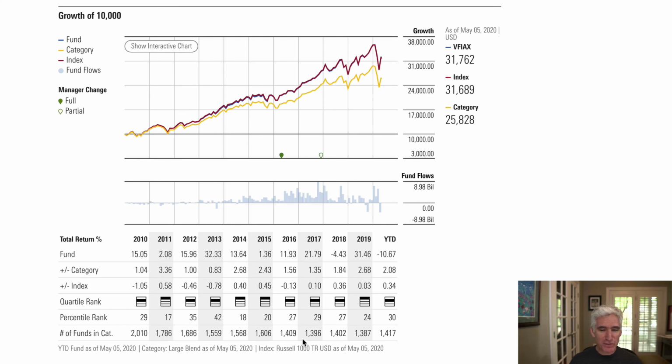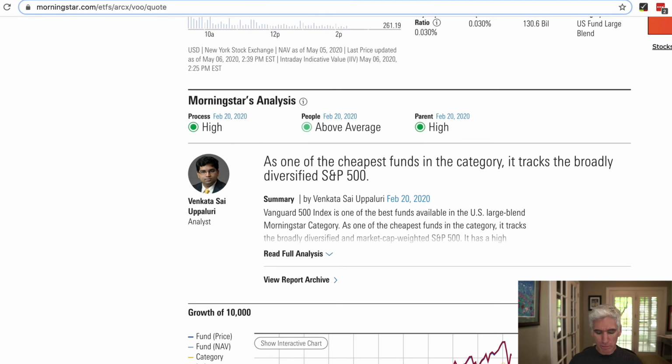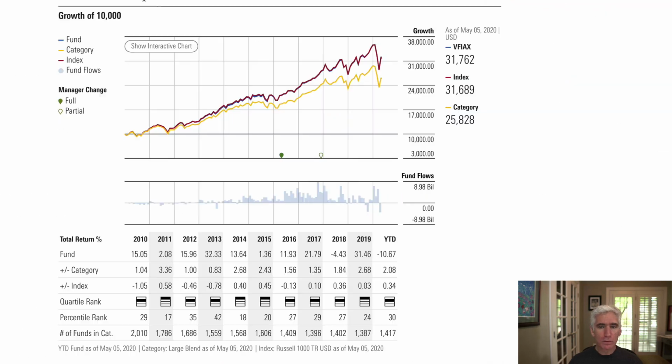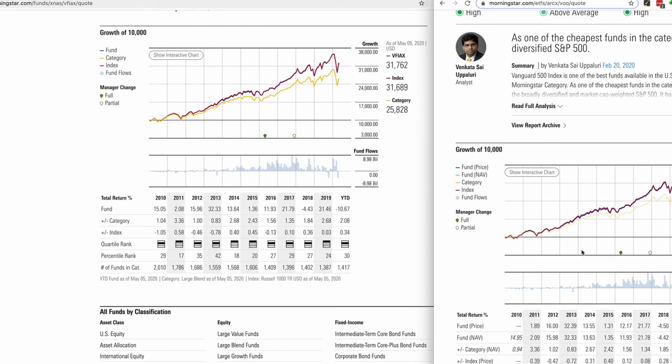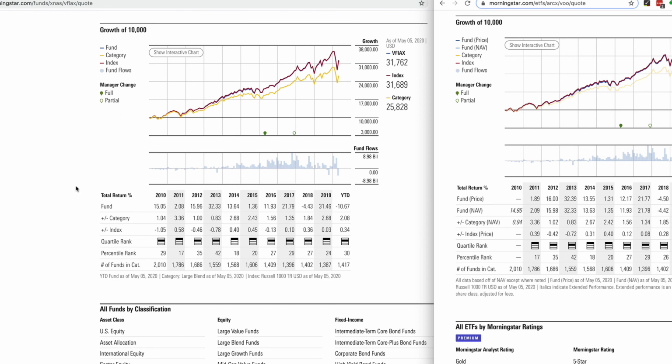One thing that I found interesting is that the number of funds in this category has come down significantly since 2010. So having looked at that, I just want to make a quick comparison. Let me move this over and look at a comparison of the S&P 500 mutual fund on the left from Vanguard and the S&P 500 ETF on the right. And you can see the ETF doesn't go back in time as far. So for comparison's sake, you probably start in 2012.